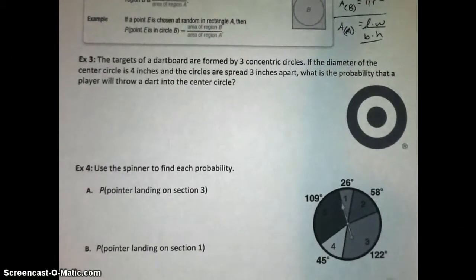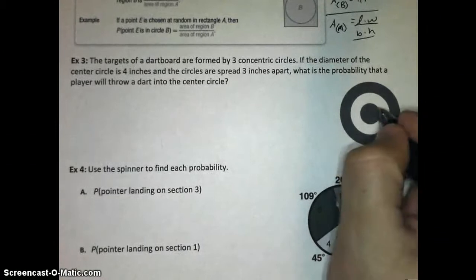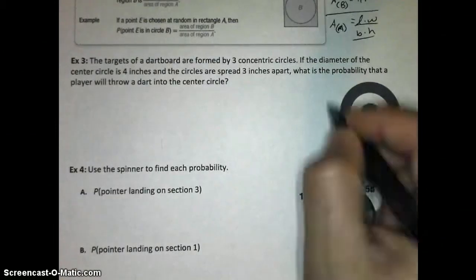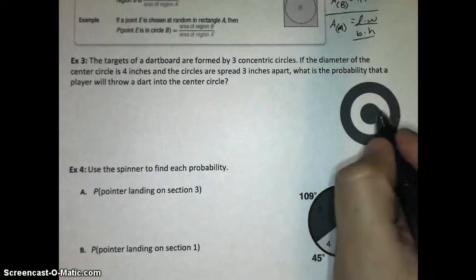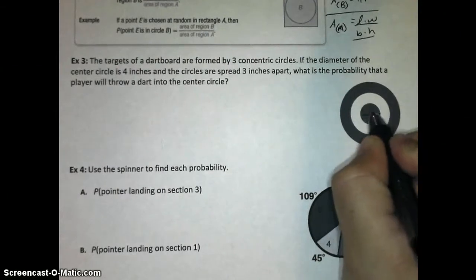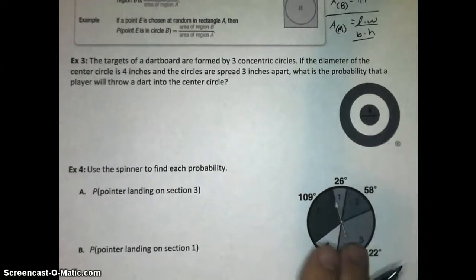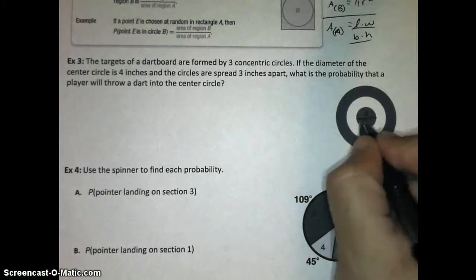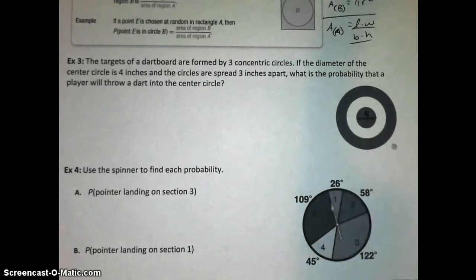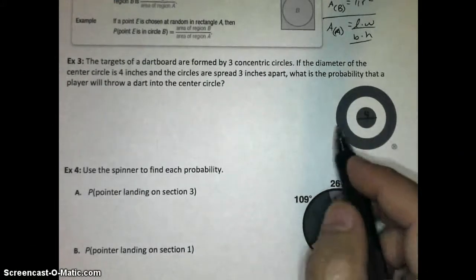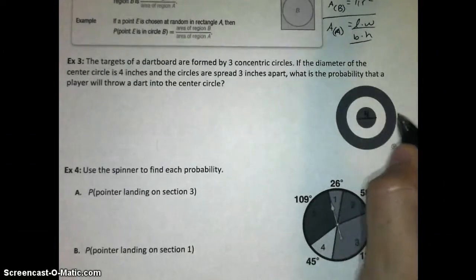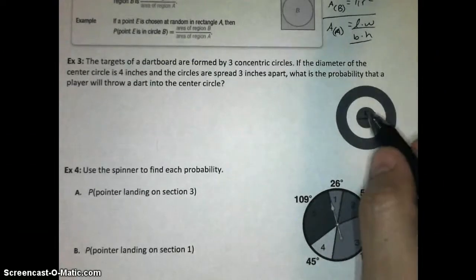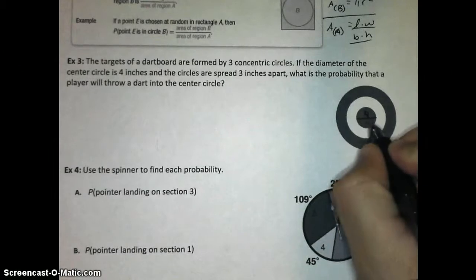The targets of a dartboard are formed by 3 concentric circles. Remember, concentric means they have the same center and they are getting bigger towards the outside. If the diameter of the center circle is 4, it's hard to see, but we can say the diameter is 4, and the other circles are spread 3 inches apart, what is the probability that a player will throw a dart into the center circle? Well, here's what I want you to look at.